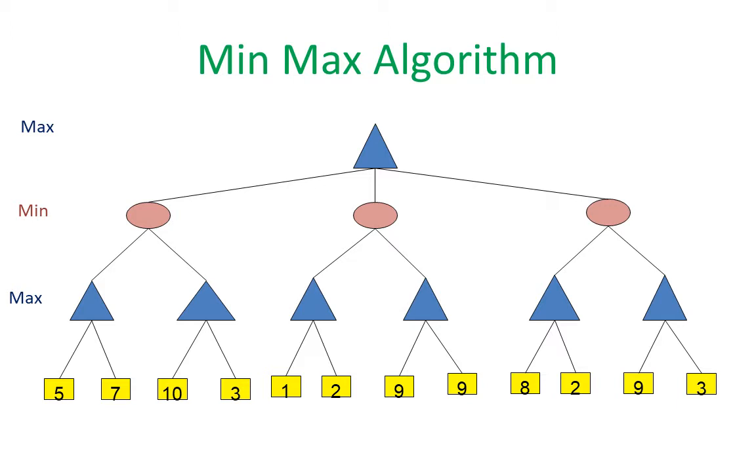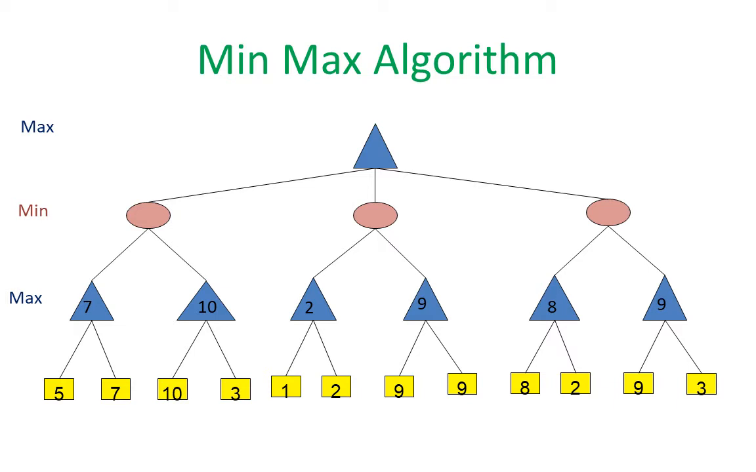So here when you consider 5 and 7, 7 is the maximum value, so it is selected. Similarly in the next node, 10 and 3, 10 is the maximum value. Similarly in the next node, 2 is the maximum value. So this will be repeated for all the child values, and the maximum value is selected in the third level.